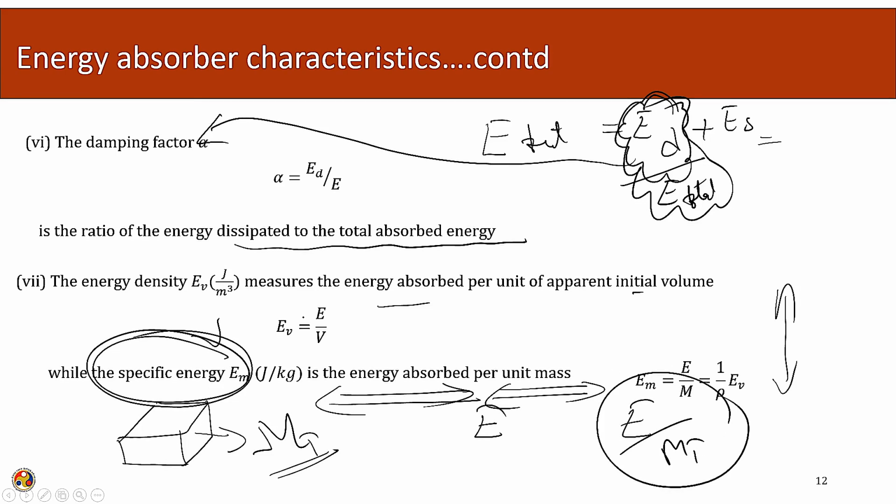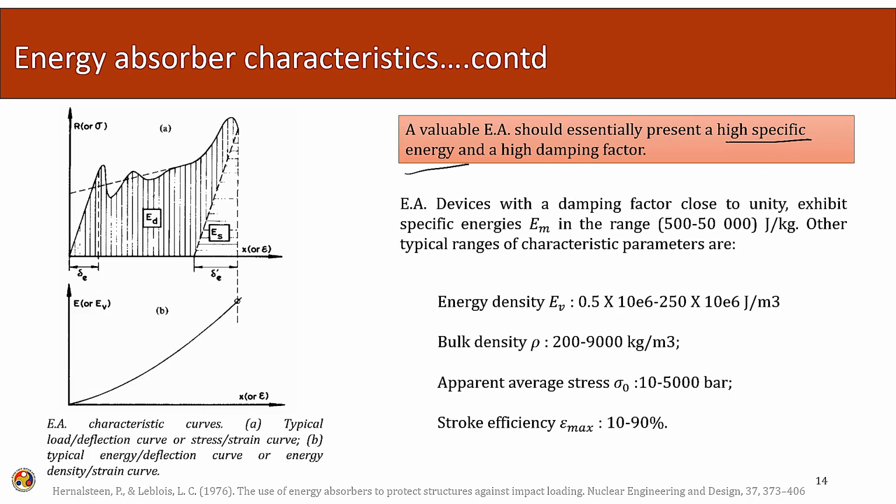And when it is considered in terms of volume, then it becomes the energy density. So the energy absorbed per unit mass, if it is more, then, let us say EA is 100 for one system and EA is 80 for another system. The first one, which is absorbing more total energy per unit mass, is a more efficient system than the latter one. So the higher the value of the specific energy, the better the energy absorbing system is.